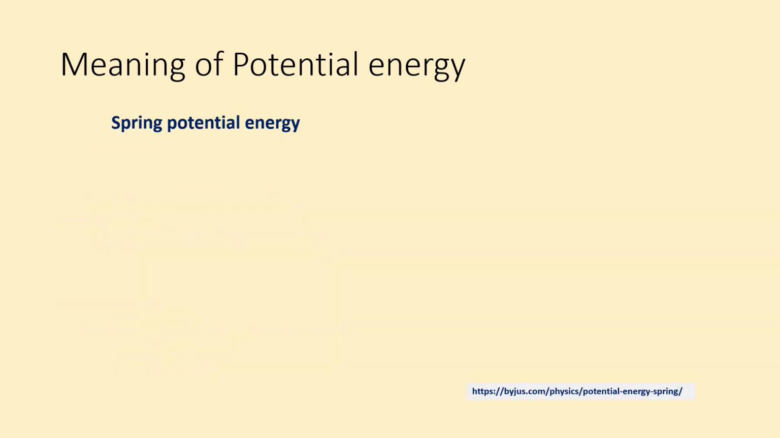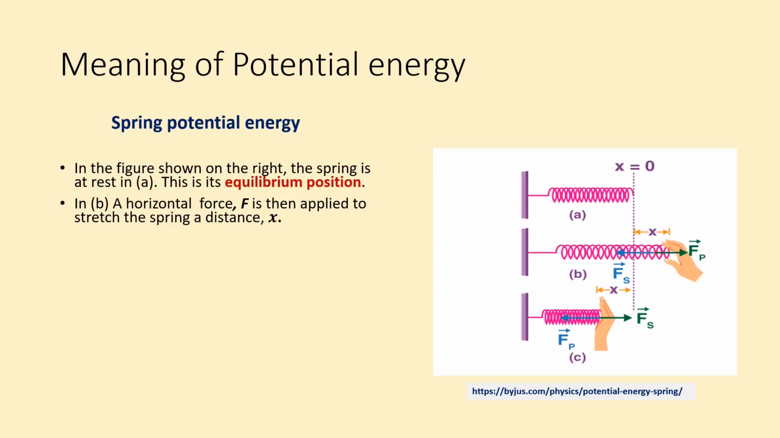Okay, what about the spring potential energy? Here we have an illustration, and part A shows the spring at rest, at its equilibrium position. As you can see on the diagram, that dotted purple line with the label x equals 0 is your equilibrium position. So the spring is at rest at that point.